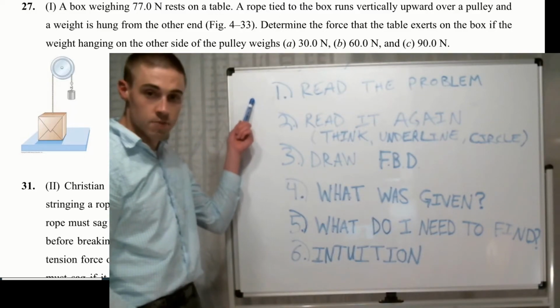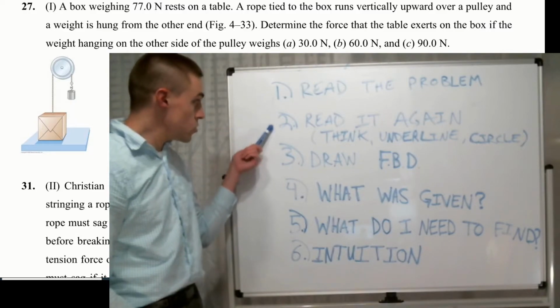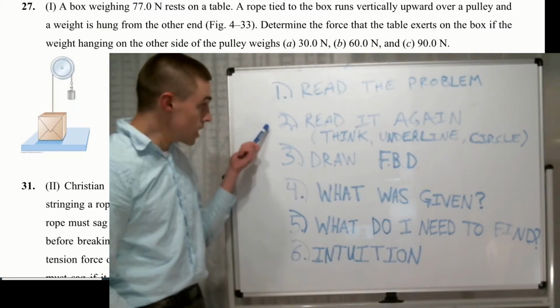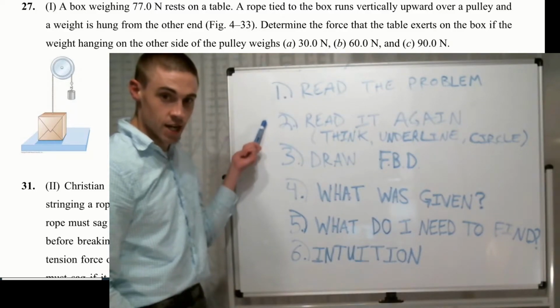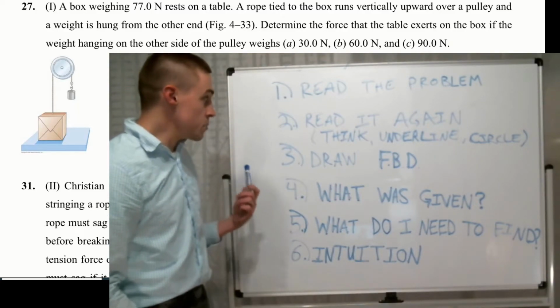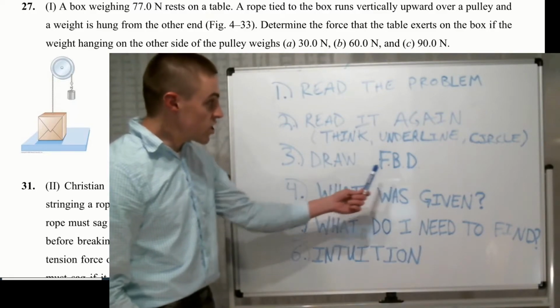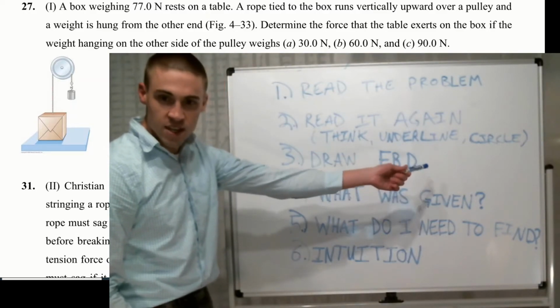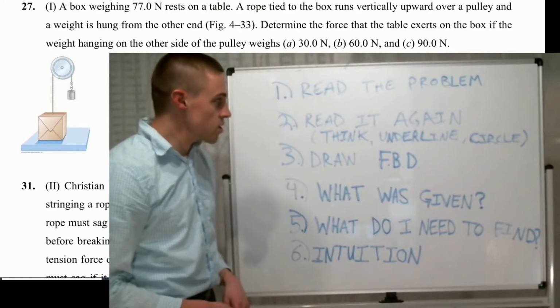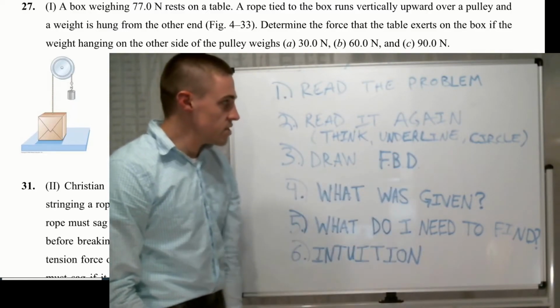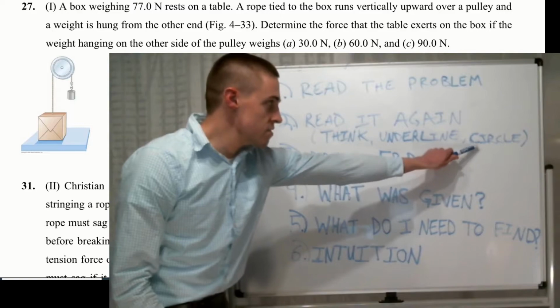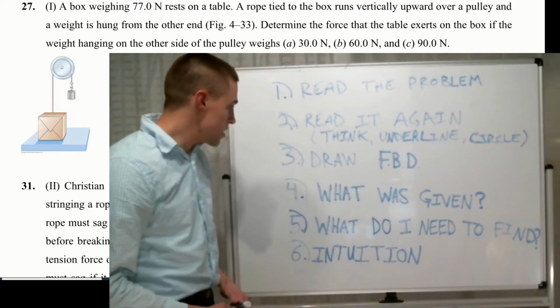Step 1, read the problem. Just read it. Step 2, really read it. Read it again, and this time the second time, you're going to think really hard about it. You're going to underline and circle things that you think are important. My strategy was always to underline important bits of information, and circle given, known values.